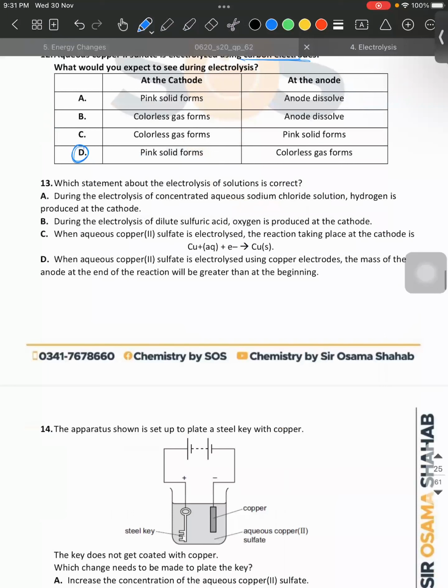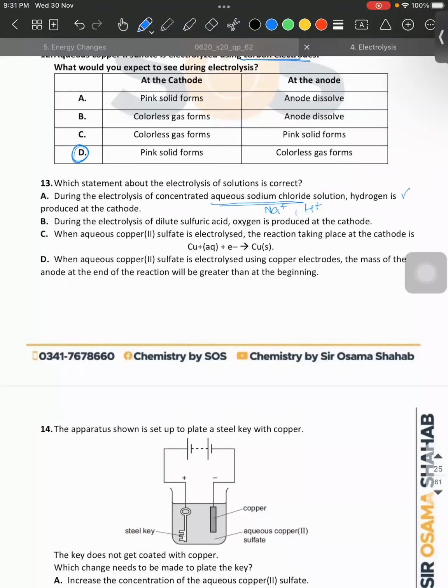Then question number 13, which statement about the electrolysis of solution is correct? During the electrolysis of concentrated aqueous sodium chloride solution, hydrogen is produced at the cathode. That's fine, that's correct. What are you electrolyzing? Aqueous sodium chloride. So we know that we have sodium ions and hydrogen ions over there. So the less reactive will form the product at the cathode. So this is the right answer.